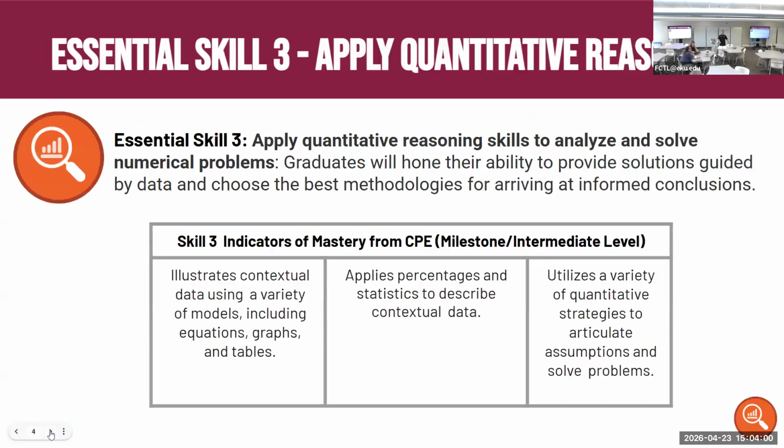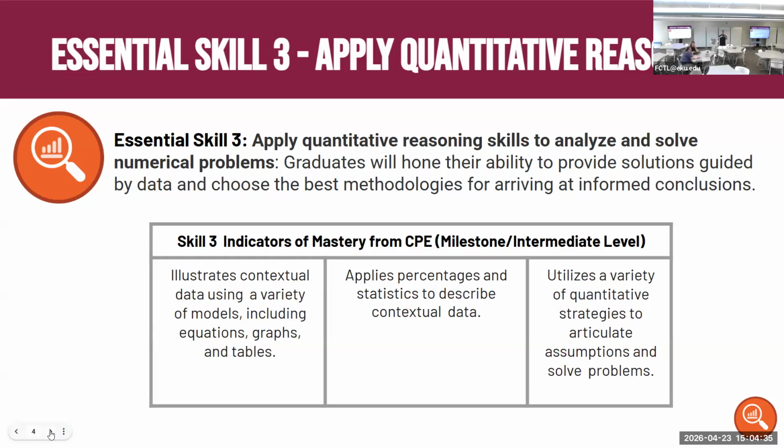In case anybody's unaware of what Essential Skill 3 is, it is our quantitative reasoning skill. I'm just going to read the sentence in front of us. Essential Skill 3: apply quantitative reasoning skills to analyze and solve numerical problems. Graduates will hone their ability to provide solutions guided by data and choose the best methodologies for arriving at informed conclusions.